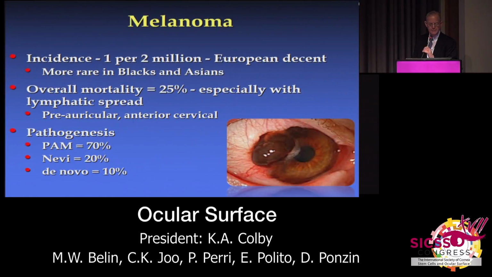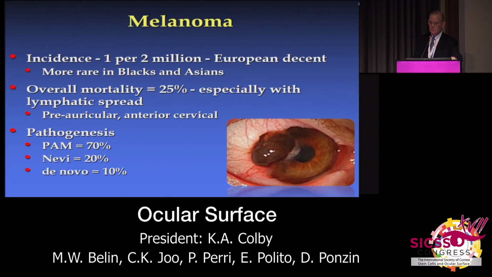Melanoma is the big worry in this category, obviously. Incidence is about 1 per 2 million, higher in people of European descent, more rare in Blacks and Asians or darkly pigmented patients. Overall mortality can be as high as 25%, especially if there's lymphatic spread to the cervical nodes. So the preauricular and anterior cervical nodes, as we mentioned in the beginning of the lecture, is where you want to look for possible spread of this.